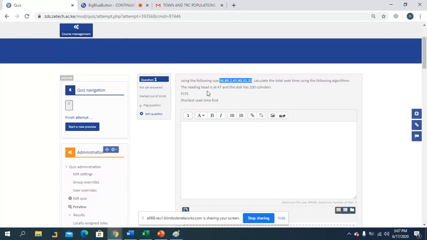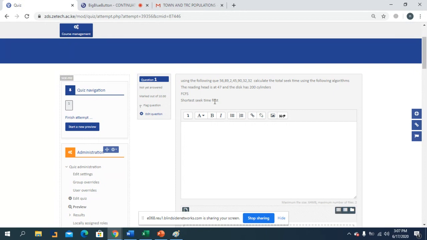Oh, okay. If you look at the question: calculate the total seek time using the following algorithms. First come, first serve. Shortest seek time first. So if I can elaborate clearly, we are supposed to find the total seek time for the first come, first serve algorithm and the total seek time for the shortest seek time first. Are you understanding it that way? Yeah. Is it clear now?